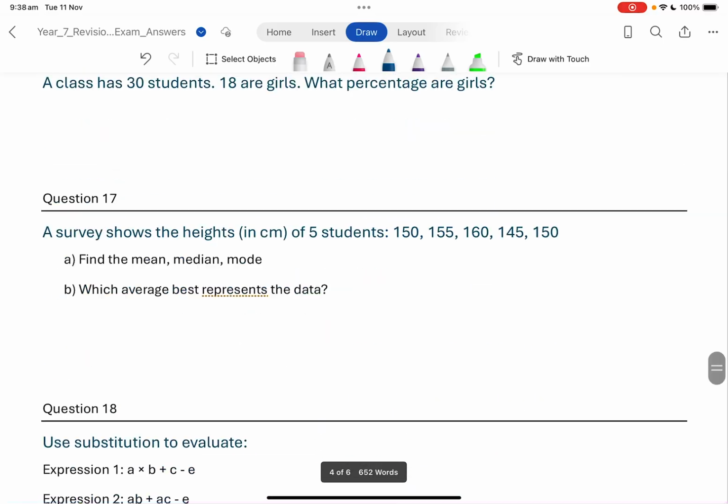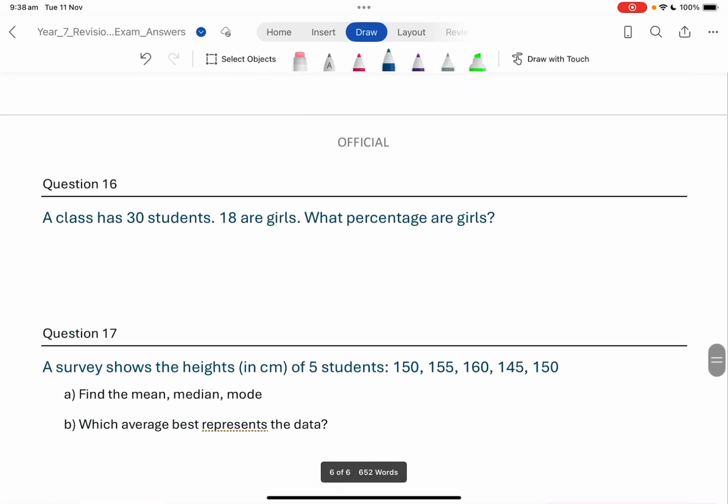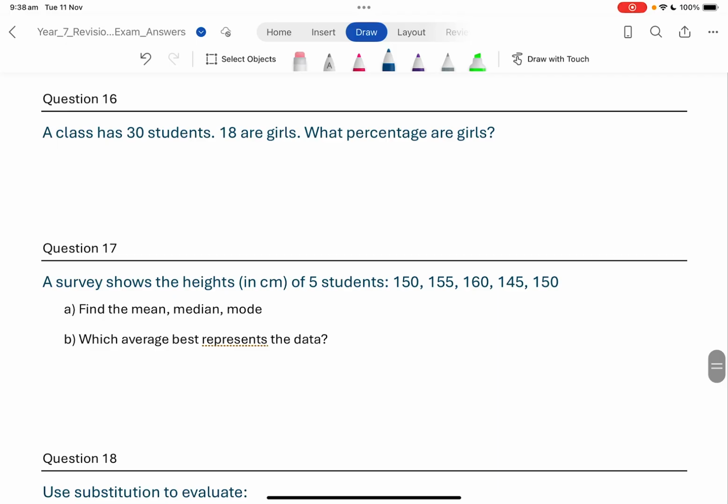All right, section 4. I believe this is the last section. Also the most difficult one, though. All right. A class has 30 students, 18 are girls. What percentage of them are girls? 18 out of 30. If we do 18 divided by 30 on the calculator, we get 0.6, which is 60%.